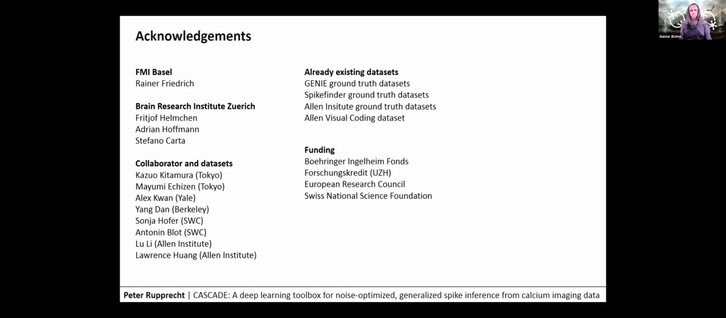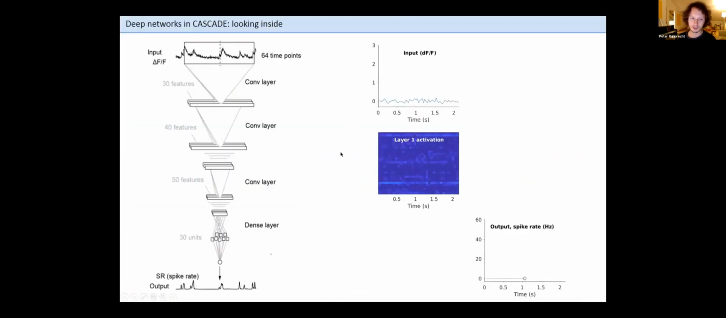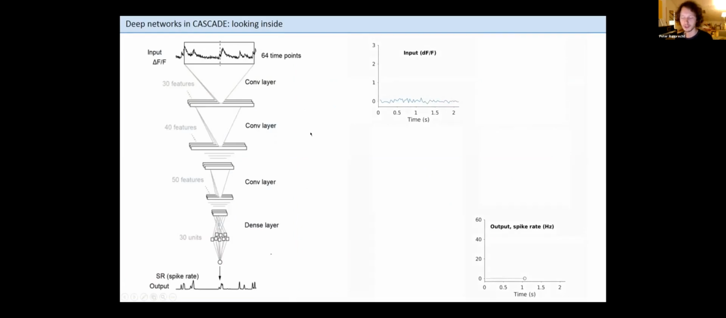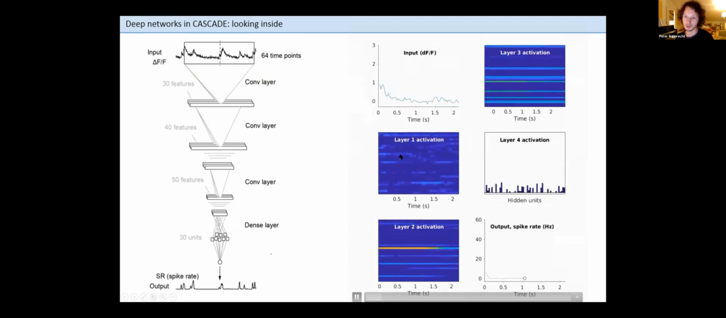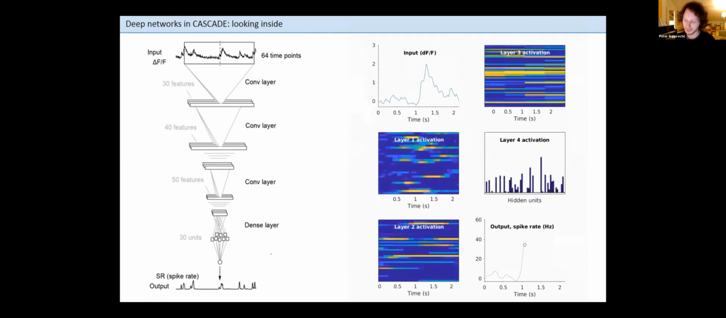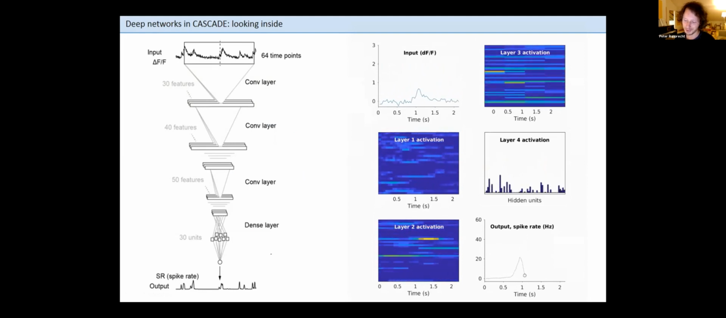Great. Are there other questions? I have a question. Did you look inside your network to figure out how the network manages to do the inference? Yes, actually, since the network is so small, it was quite easy to do. Here is the look inside of the network. Here's the input, the delta F over F trace. Here is the inferred firing rate. And here you can look at the activation of the intermediate layers. I think it's interesting because you can visualize the entire network on half a slide of a PowerPoint. So it's relatively transparent.